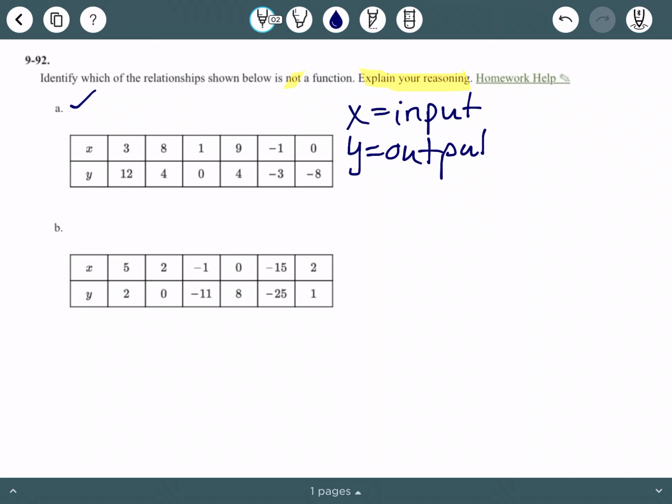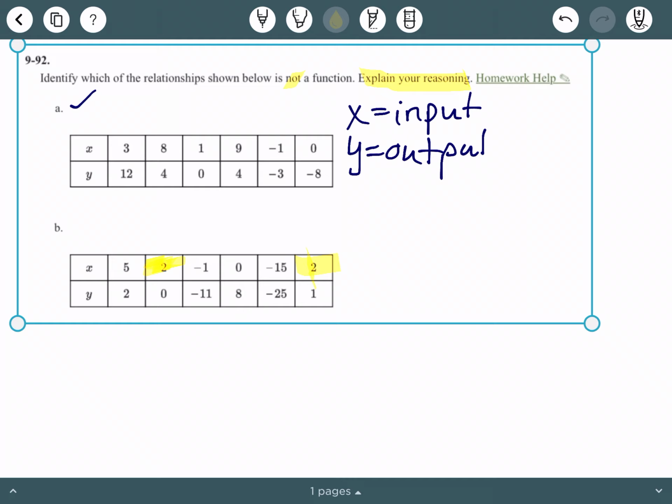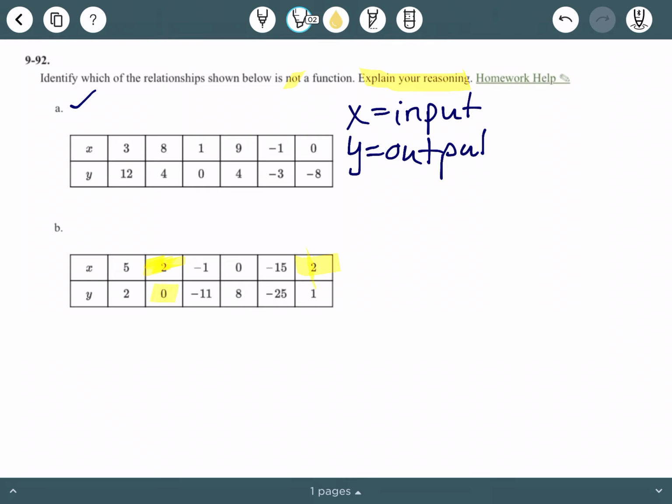Let's have a look at our inputs here. So I have 5, I get out 2, 2, I get out 0, negative 1 gives me a negative 11, 0 gives me an 8, negative 15 gives me a negative 25, and 2 gives me a 1. Ooh, I do see a problem here. So let's take a look really quick. I noticed that I have 2 inputs of 2. Now it's interesting because my first one gives me an output of 0, but my second one gives me an output of 1.